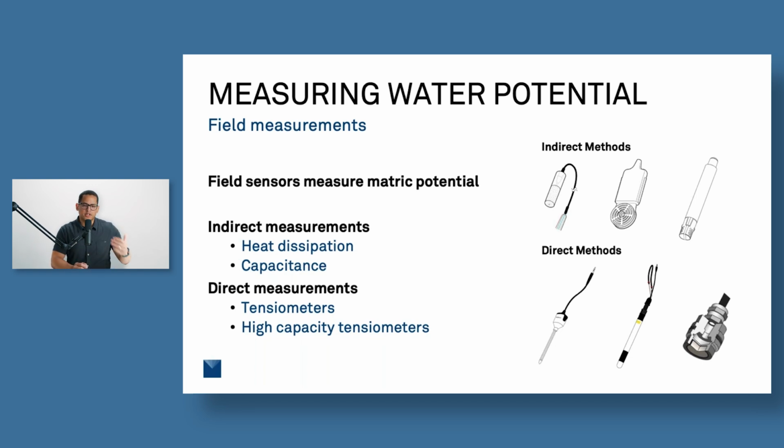And then we have our direct measurements, which are directly measuring the suction or the pull of how bound the water is in the soil. That's typically done with something like a tensiometer, or now with new things like high capacity tensiometers as well, where we're making that direct suction measurement. So let's dive deeper into these methods.